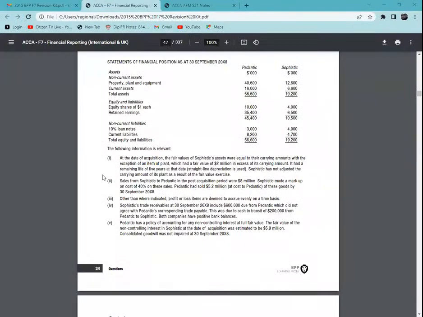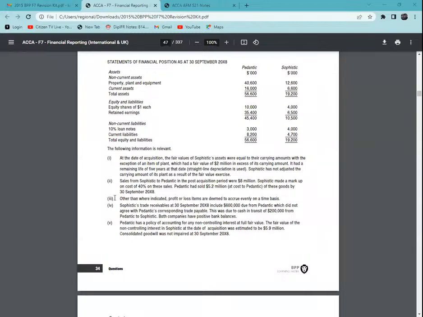Now we go to the next question here. 3. Other than where indicated, profit or loss items are deemed to accrue evenly on a time basis. They're putting that there to simply become verbose, to confuse the easily confusable students. So meaning that Roman 3 is a useless sentence. I can do without it. Nothing really for me there.